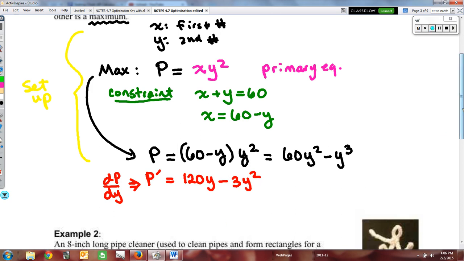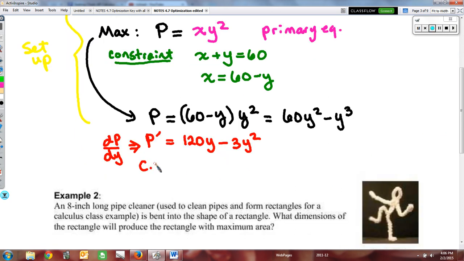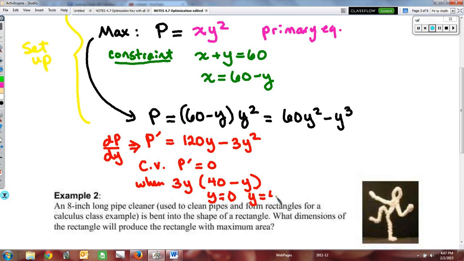We then determine our critical values. So critical values when p prime is equal to 0. I can factor this. We can pull out a 3 and a y, and that's going to leave me with 40 minus y. So those are y equal to 0 and y equal to 40.